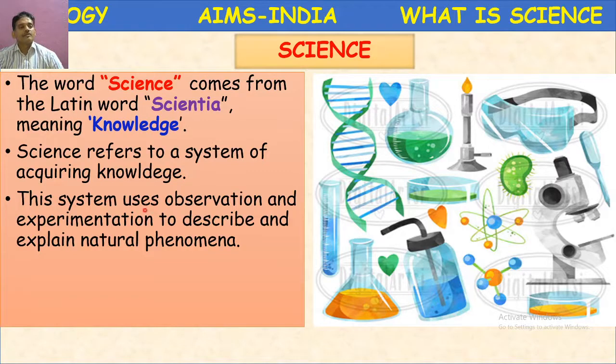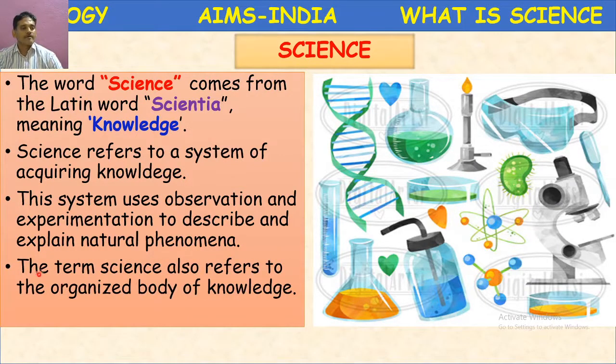This system means science uses observation and experimentation to describe and explain natural phenomena. The term science also refers to the organized body of knowledge. An experiment can be done in several steps. All those steps kept together, and the final output of that experiment is called the knowledge gained through that experiment.